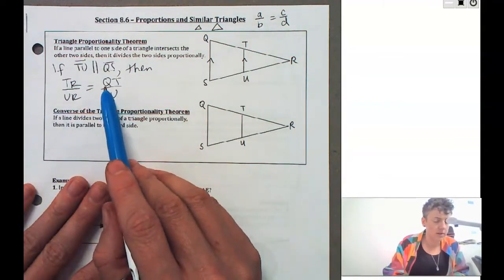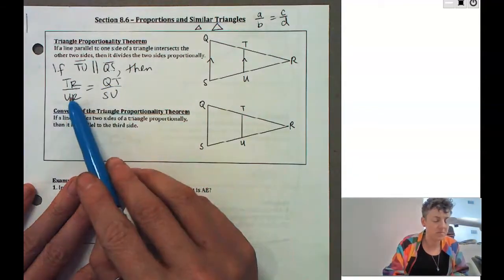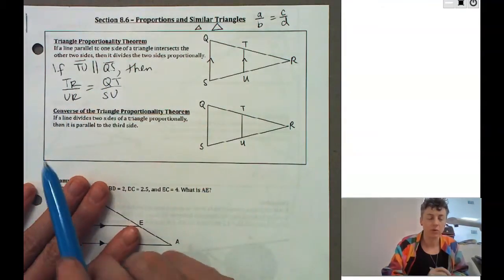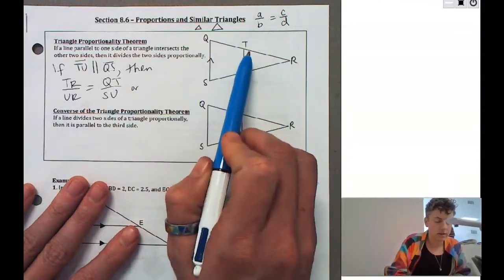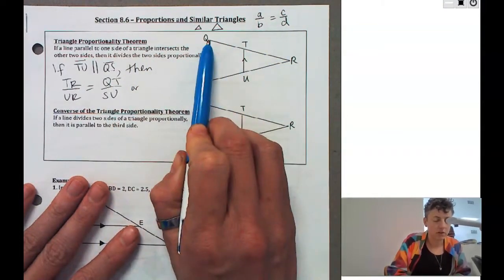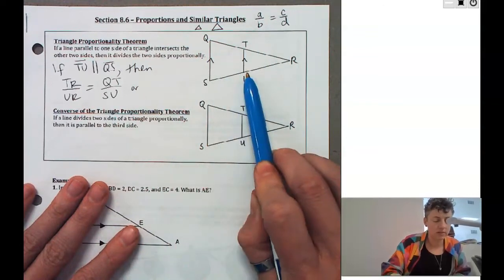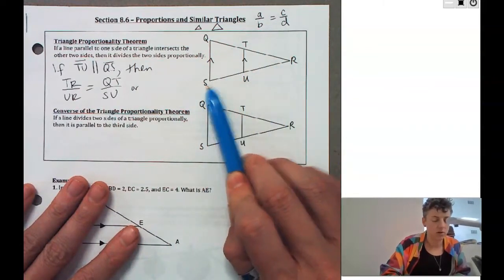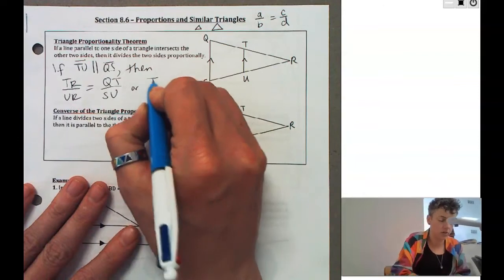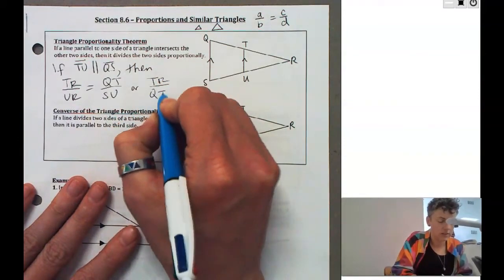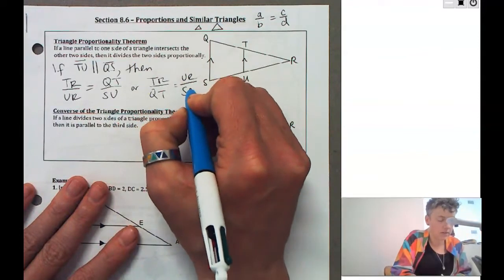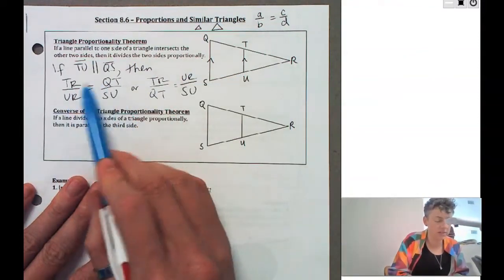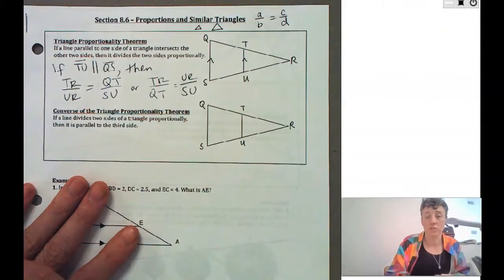We also talked about how you could switch the means and the proportion is the same. So we could also say TR over QT equals UR over SU. Remember? So we could switch the means and the proportions are still equal.